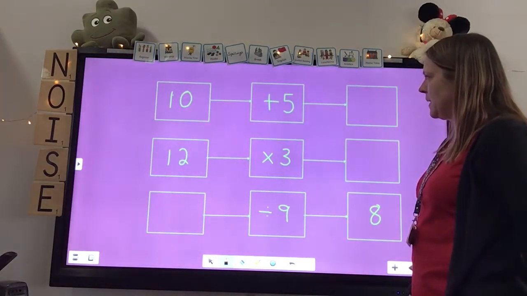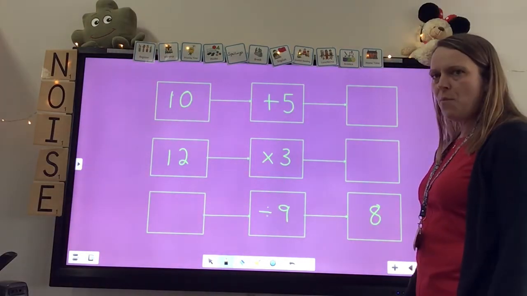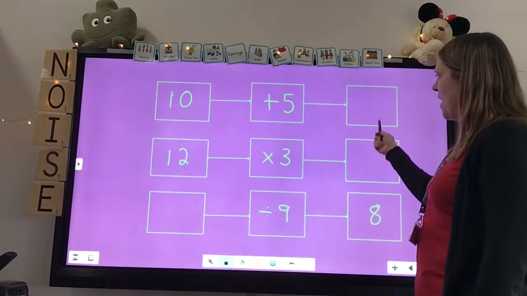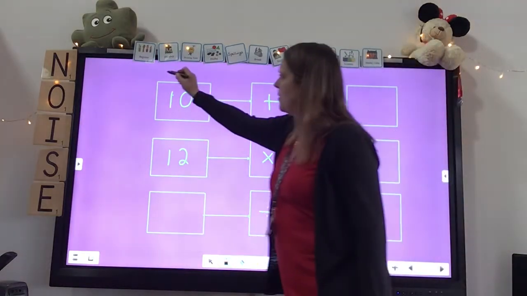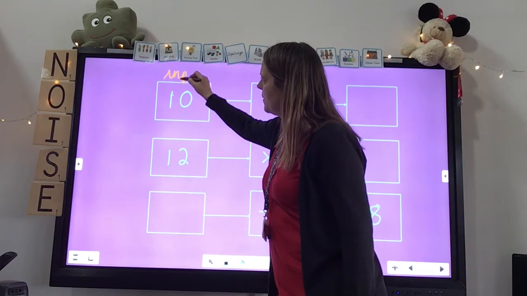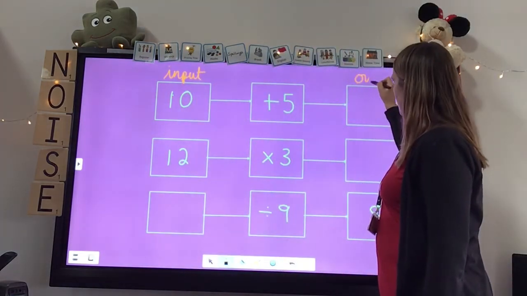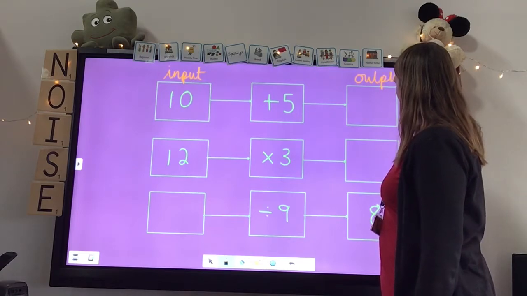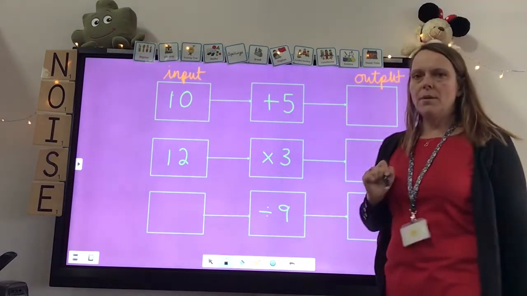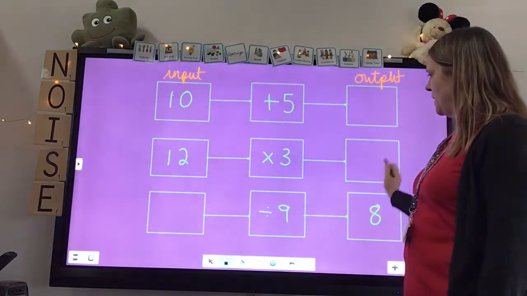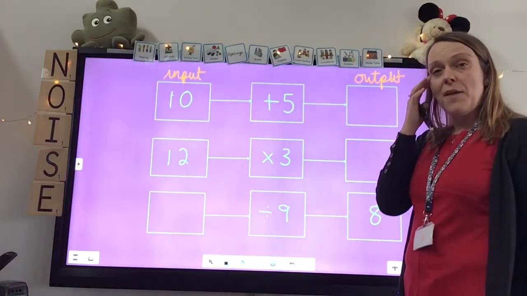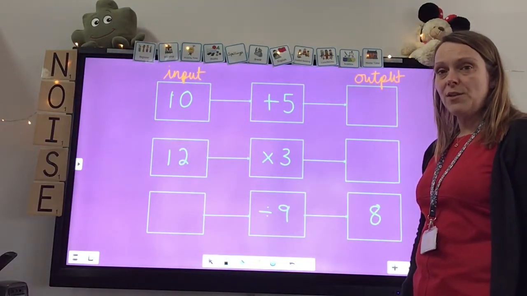Have a go at these ones here and see if you can work out either what the output is. Sorry, I should have written that at the top. So we've got input and the output. See if you can work out what these missing numbers are. Pause the video, have a go, and then restart when you're ready to move on.